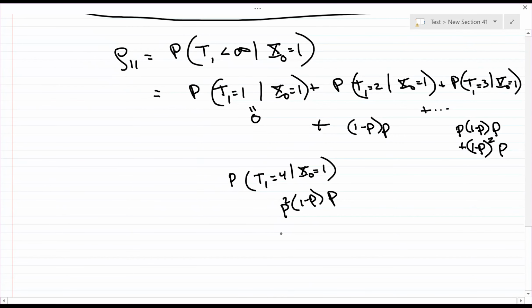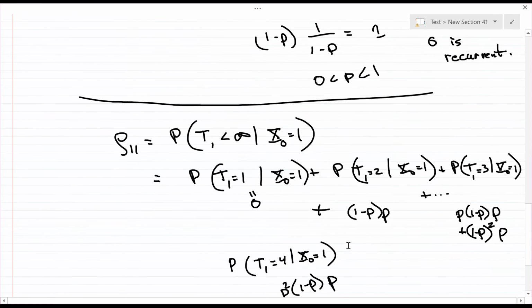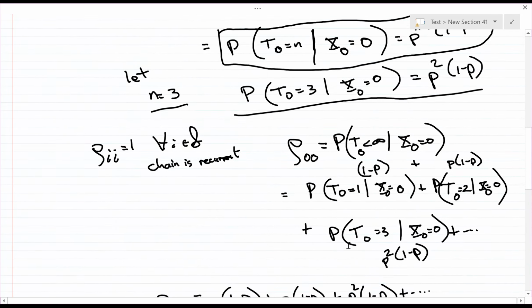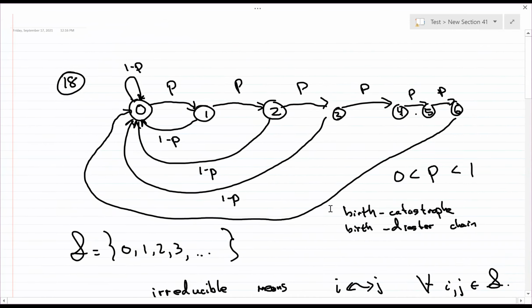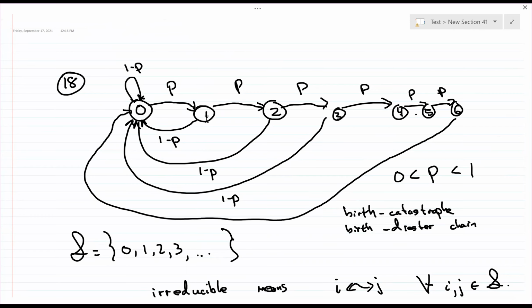So that would have been P, 1 minus P, another 1 minus P, and then P. Okay, so that would have been a second way. Is there a third way? So starting here, wanting to end up here for the first time in 4 steps. Well, you could have just had a catastrophe from the beginning and then waste 2 steps here and then go over, right?